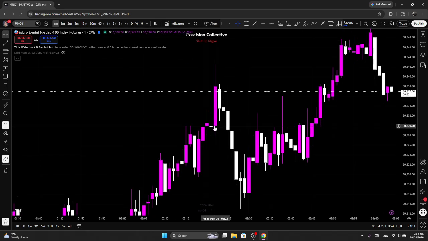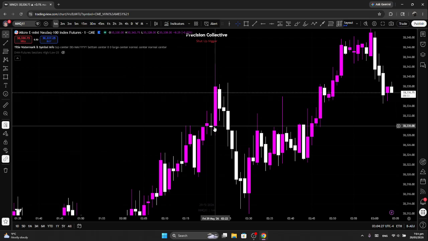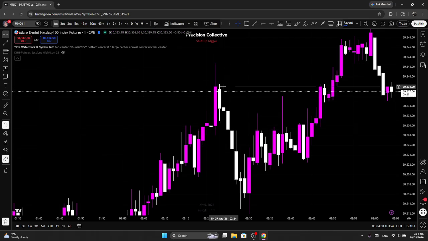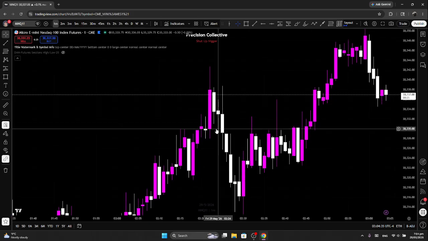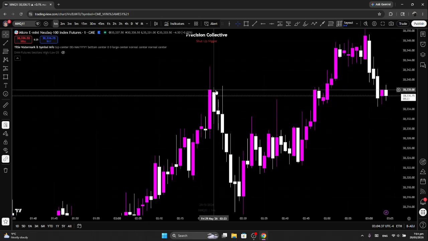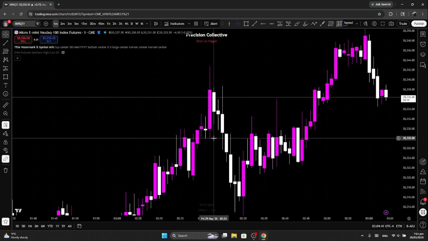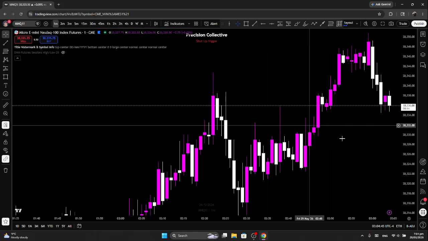We open here, price rallies all the way up. Oh, we open here, price rallies down, price rallies up, comes here and closes. This is the open, this is the close. This is the highest position of the candle, this is the lowest position of the candle. This is what price is telling us.